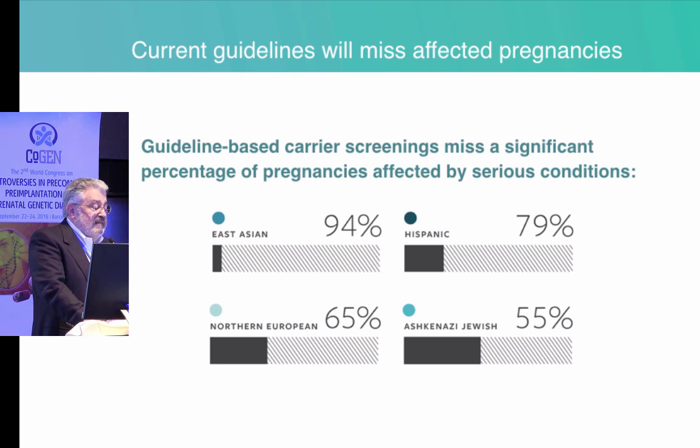But using guideline-based screening programs, and by that I mean ACOG and ACMG guidelines that I showed you earlier, you miss a significant percentage of pregnancies affected by serious disorder in different ethnic groups. In East Asian, for example, you miss 94% of serious disorders by just using those guidelines. Hispanic, 79%. Northern European, which the guidelines are pretty good, you miss 65%. And Ashkenazi Jewish, even 55%.